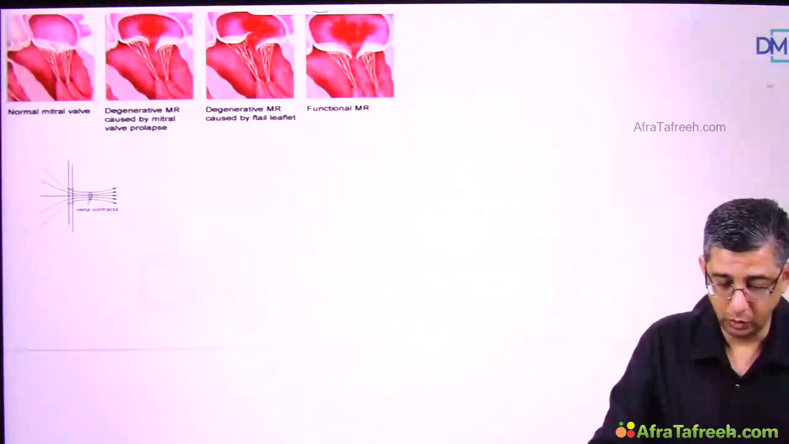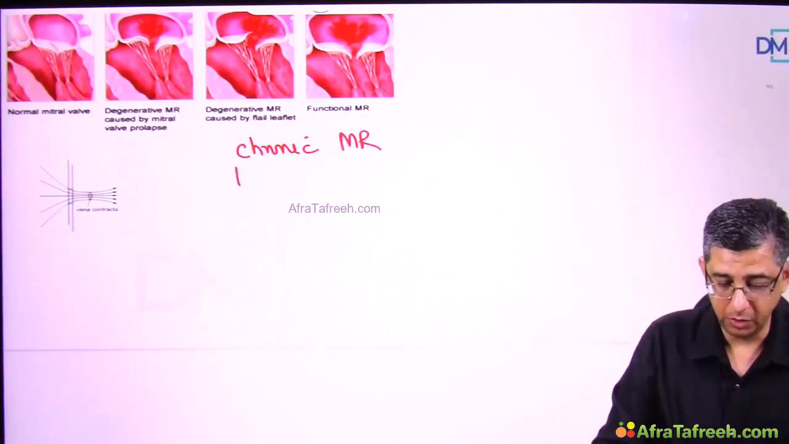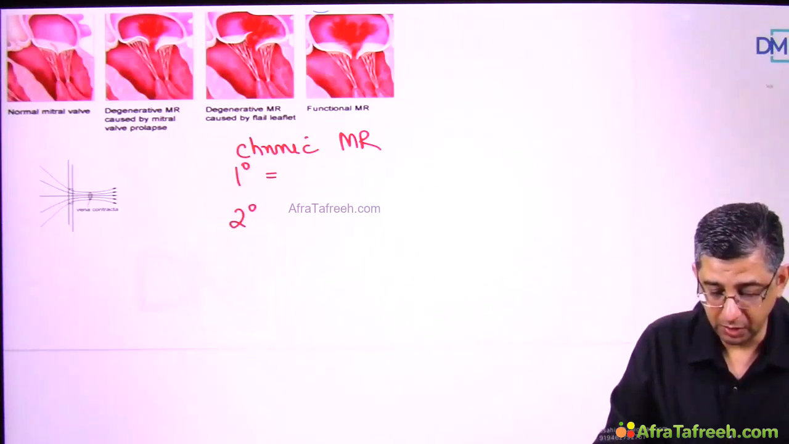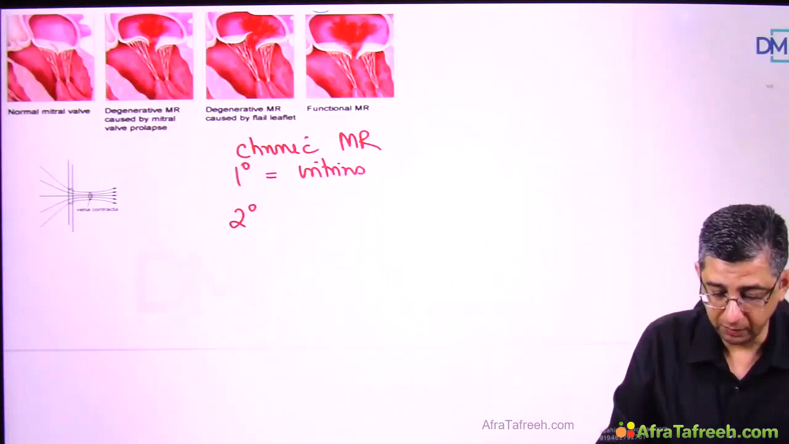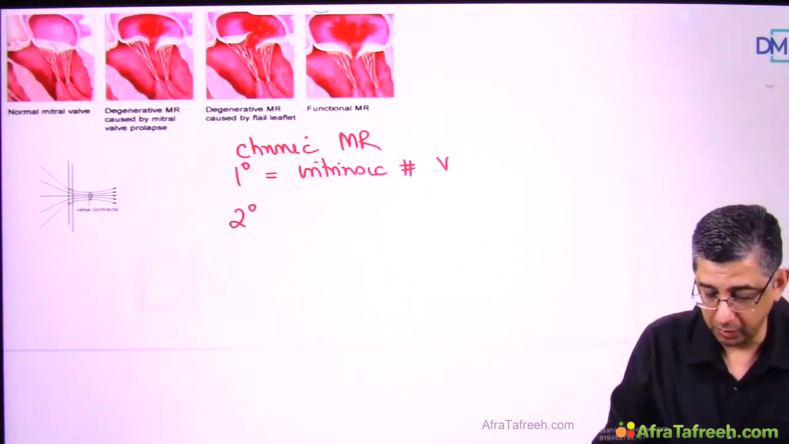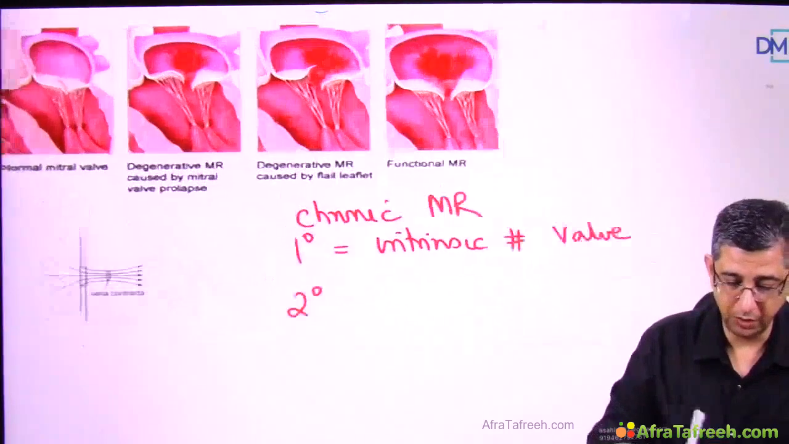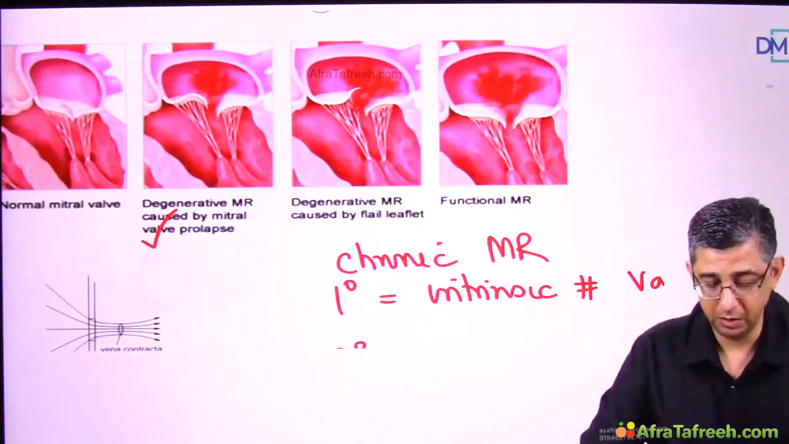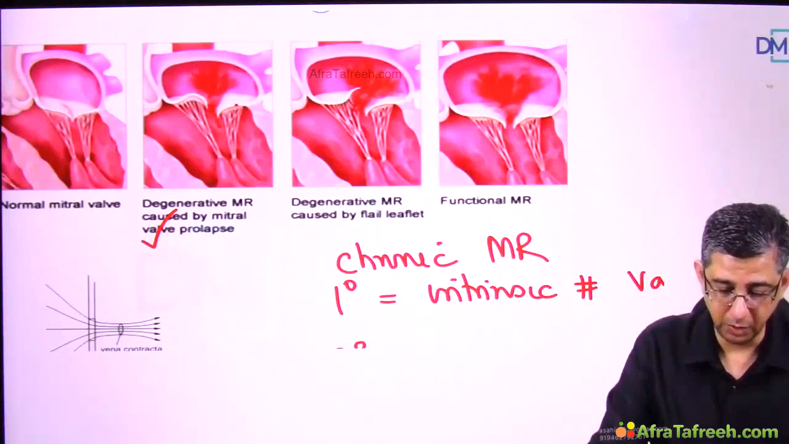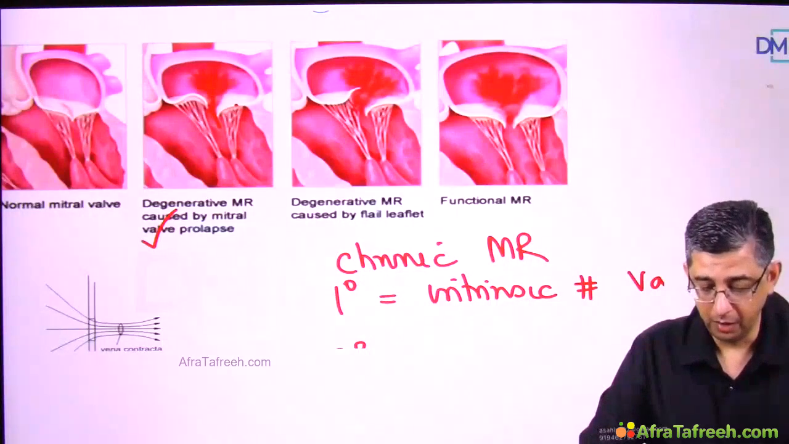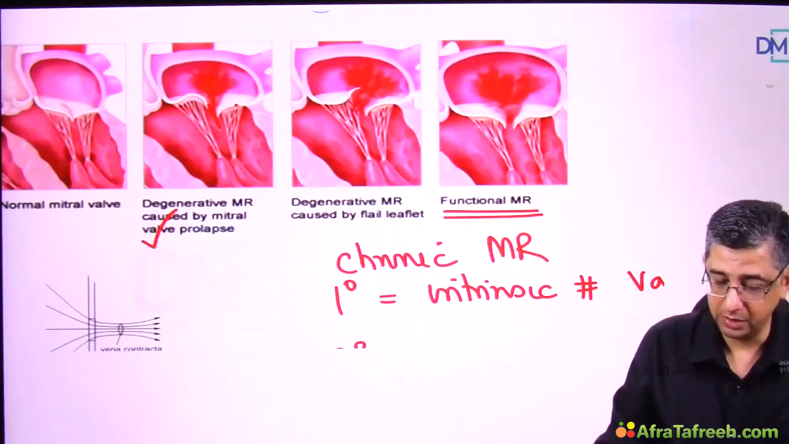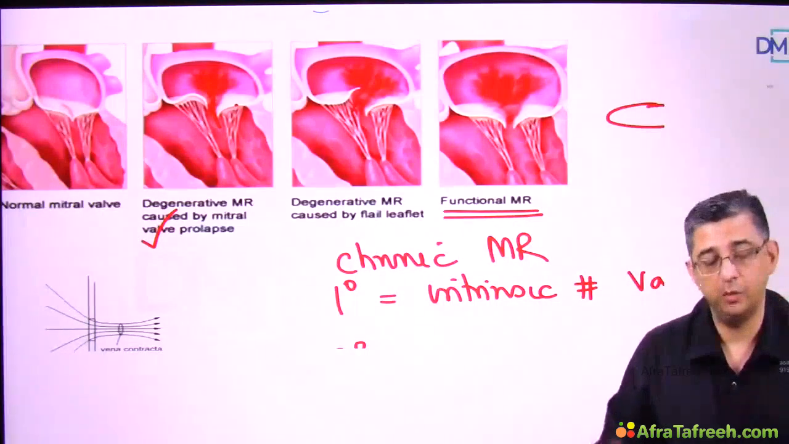So let's just mention it here. When it comes to chronic variety of mitral regurgitation, in MCQ they can use the word primary versus secondary. Primary means that there is an intrinsic problem with the valve. The intrinsic problem in the valve could be, like I have shown in this figure, a presence of degenerative mitral valve prolapse, myxomatous degeneration. So the problem is in the valve, which is causing the blood to leak like this. But another cause could be functional mitral regurgitation. What I mean by functional is that the annulus gets dilated, so the valve leaflets are not able to approximate properly.